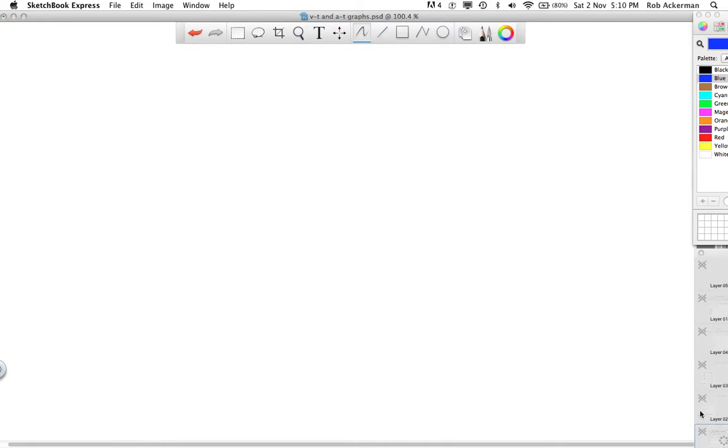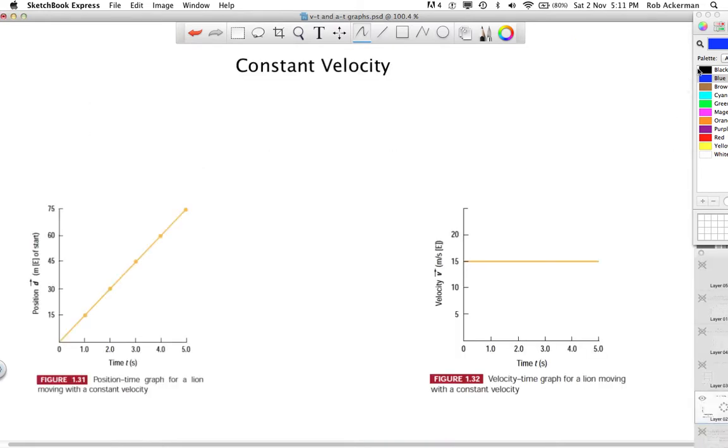So to get us started, I'd like you to consider these two graphs which come out of your textbook. It's Physics 11 by Addison Wesley. We're going to look at a very simple situation, some constant velocity motion. So figure 1.31 here shows the position time graph for a lion moving with constant velocity. Now yes, I am talking about position graphs at the moment because you're familiar with these.